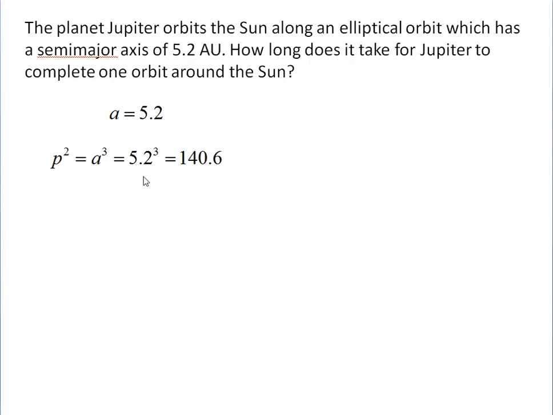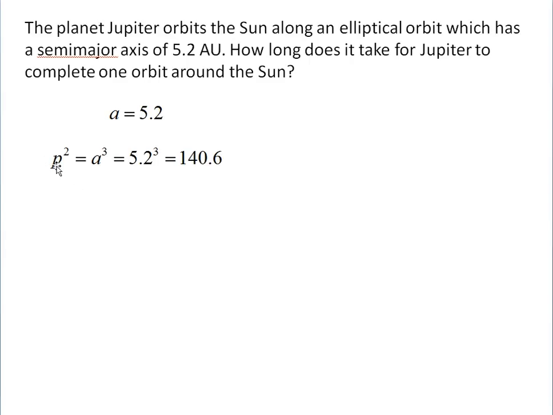So you use your calculator for this. 5.2 cubed is 5.2 times 5.2 times 5.2, and your calculator will tell you that is 140.6. And this number right here is the orbital period squared. So we're not done yet. We want the orbital period.